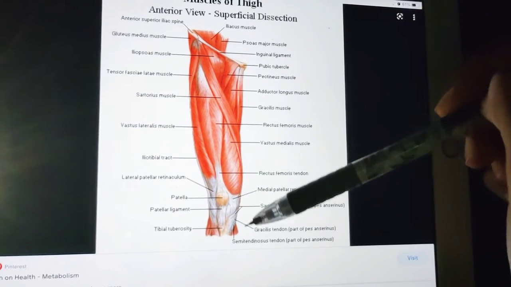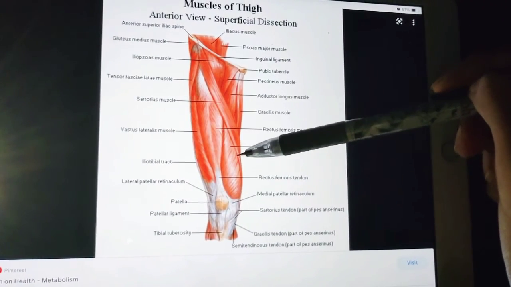So next, coming to the vastus medialis. So vastus medialis is taking origin, which is linear.